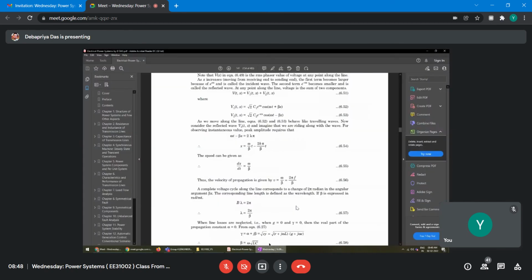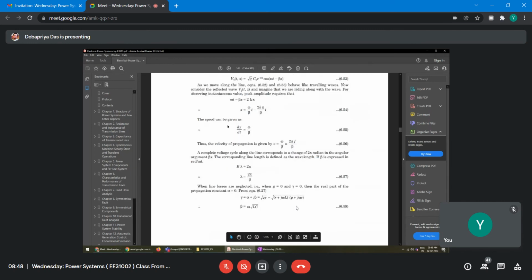Now if you take the speed, dx by dt is equal to omega by beta. Therefore, the velocity of propagation is given as omega by beta. That is the velocity of propagation.